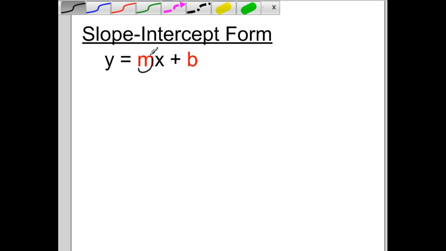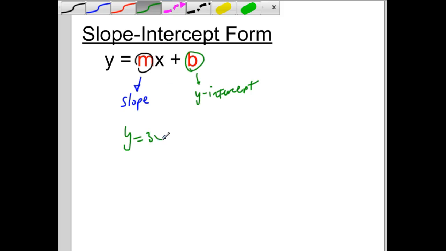The m represents the slope. It actually stands for a Latin word, modulo if I remember right, which means slope. The b is the y-intercept. If you recall, the y-intercept is where the line will cross the y-axis. These will be numbers. You'll still keep y and x in the form, and these will be replaced with numbers, something like 3x plus 2. This would be the slope, and this would be the y-intercept.